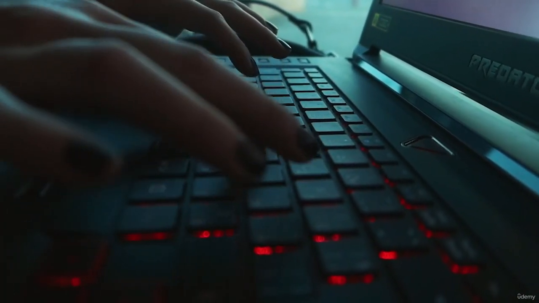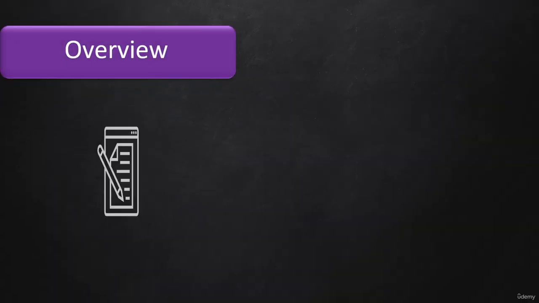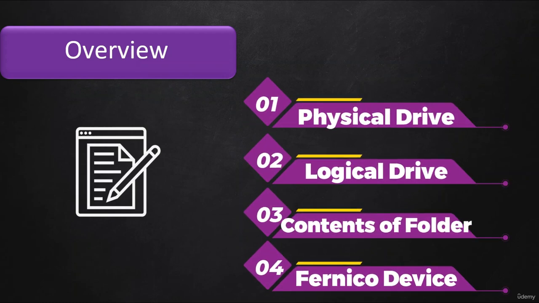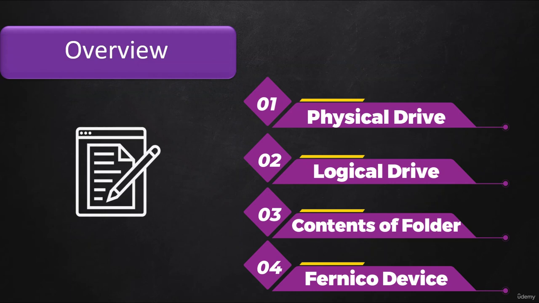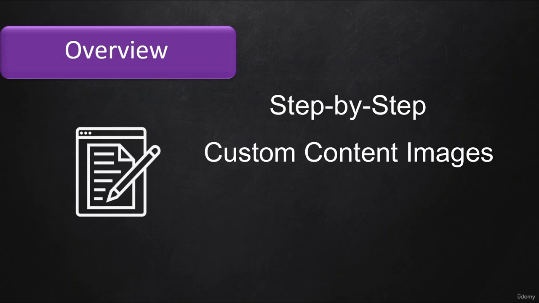We are then going to look at the different resources available to us. For example, the evidence type like physical, logical drives, contents of a folder and FTK device, and also the types of images that you can create. After that, I will show you exactly how to make the forensic image of your choice in a step-by-step tutorial. Then we will take a look at using custom content images.